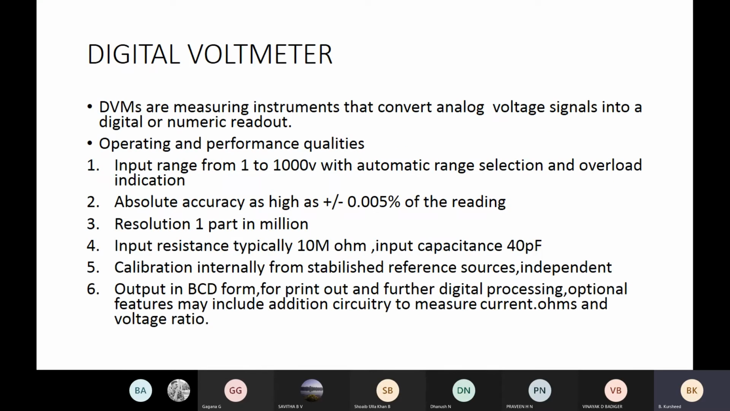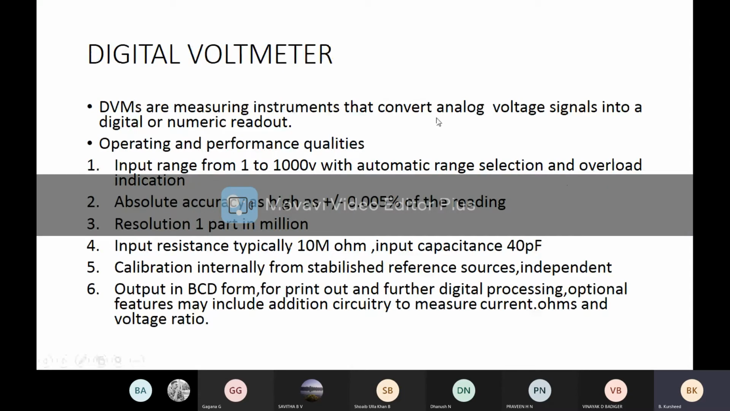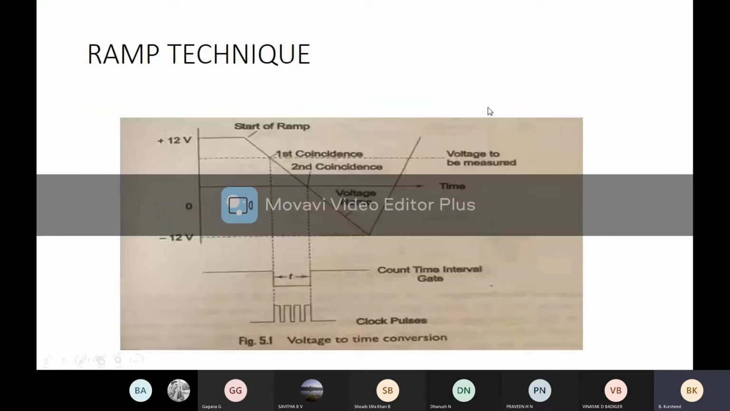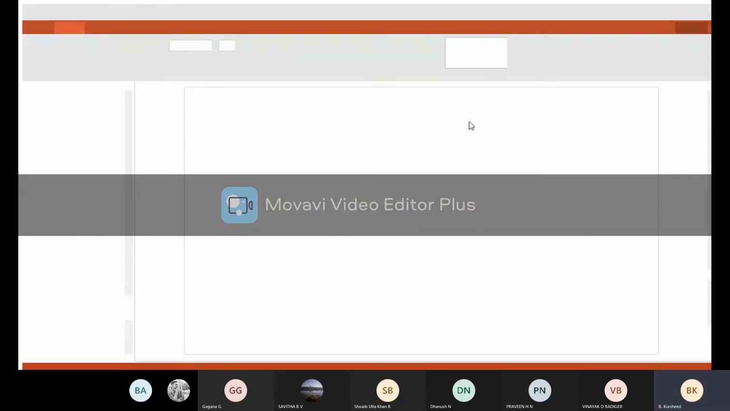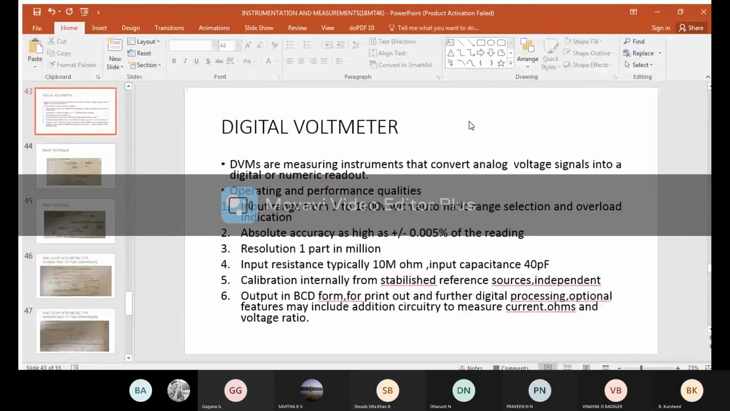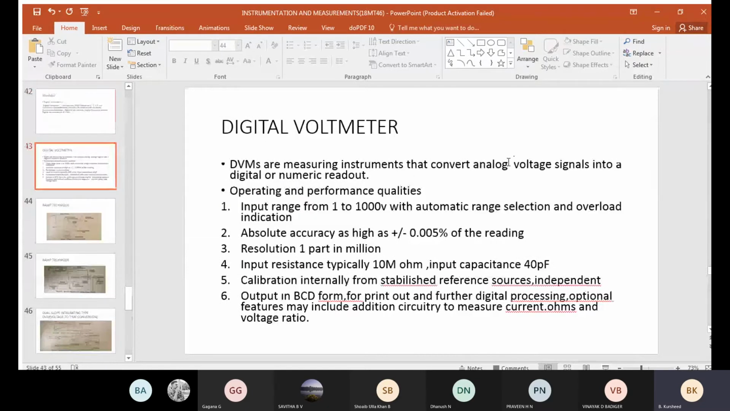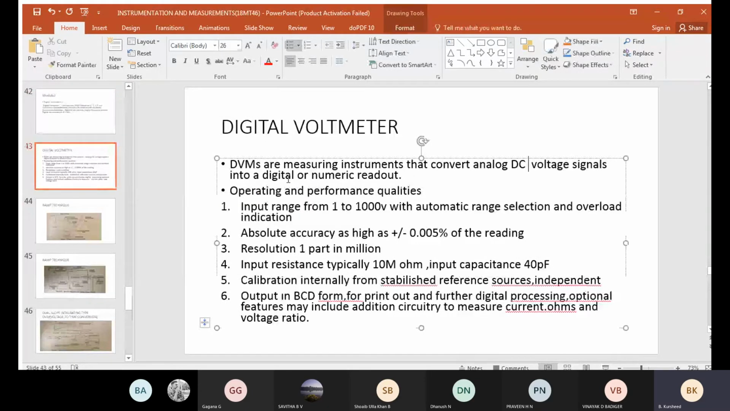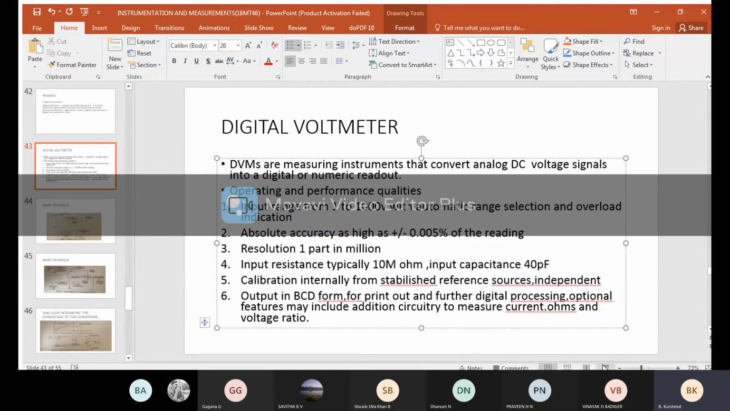What are digital voltmeters? The measuring instruments that convert an analog DC voltage signal into a digital or a numeric readout. Numeric readout means it will be giving numerical values.